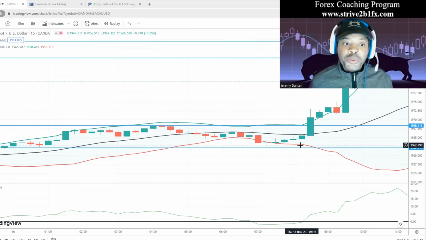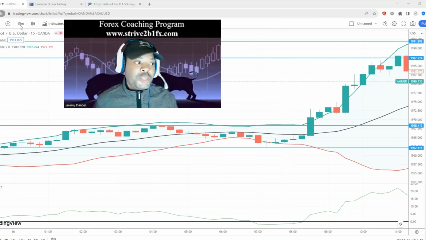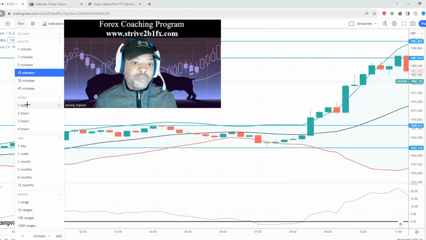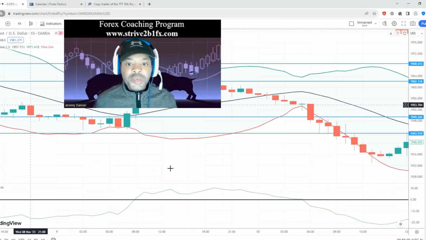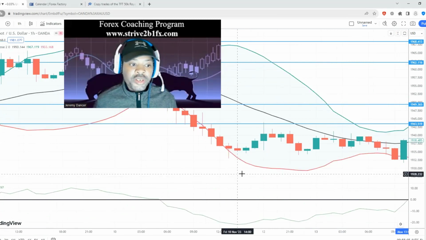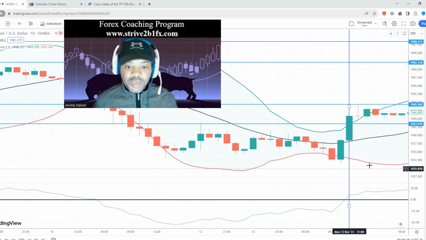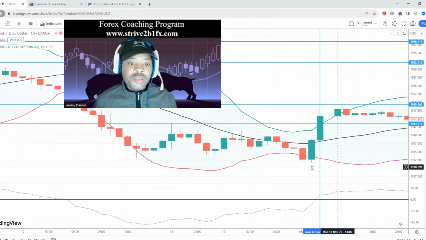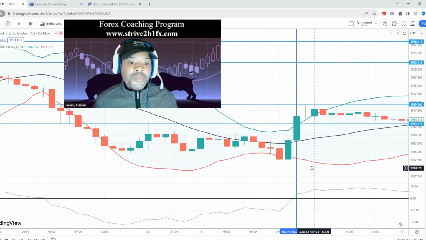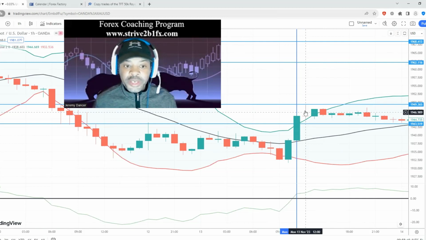Okay, that's very important that you understand that limit orders are designed for pullbacks. So let me switch to the 1 hour time frame, and let's look for an area on this chart where you would look for a pullback. So in this situation right here, we have this red candle right here.